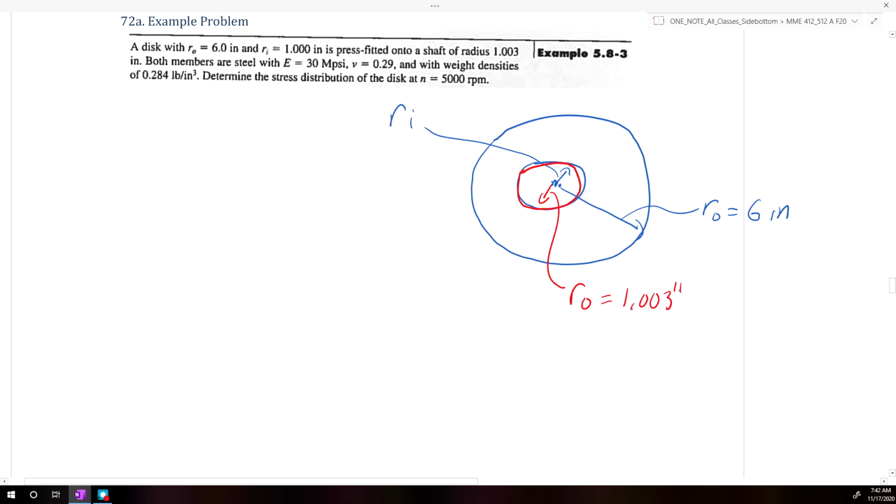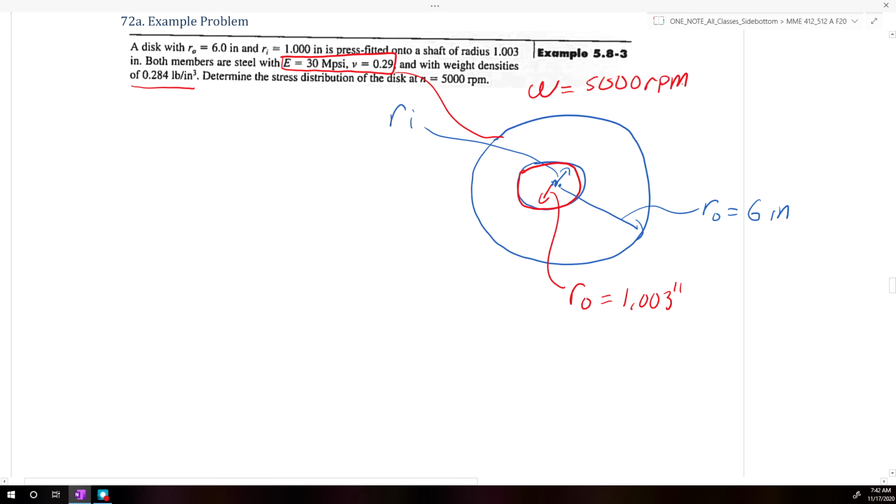Okay? Both the shaft and the disk have the same material properties. They have an elastic modulus of 30 MPSI and 0.29 for the Poisson's ratio. And they both have the weight density of 0.284 pounds per inch. So we're asked to determine what would be the stress distribution at a rotational velocity of 5,000 RPM.